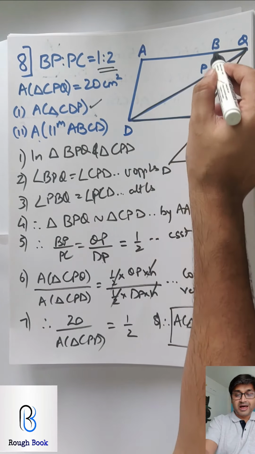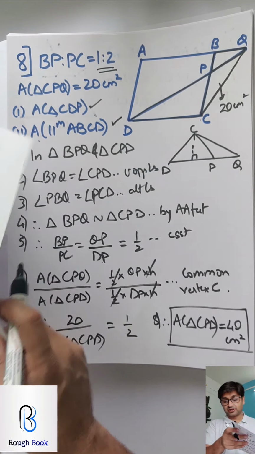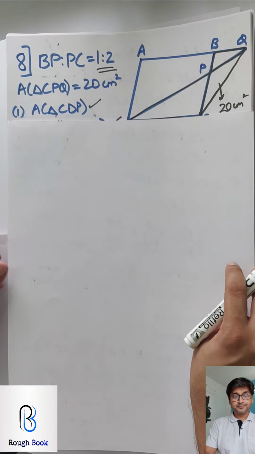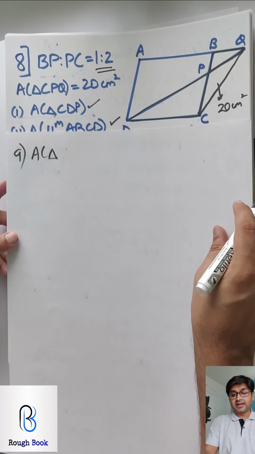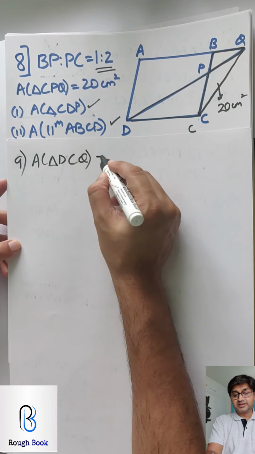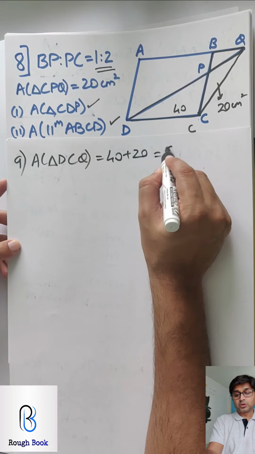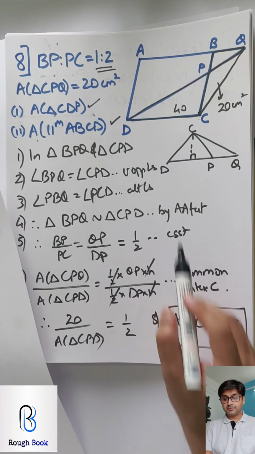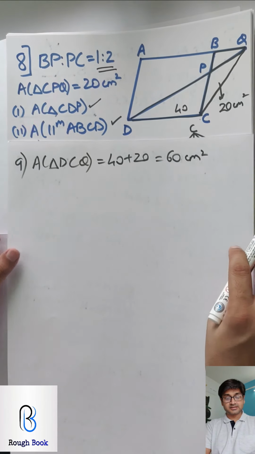Finally, area of parallelogram ABCD. This is even more brilliant, so pay attention to this carefully now. Don't go away, you won't get it on your own, so wait and come back and listen. So step 9, therefore area of triangle DCQ will be this 40 plus this 20. So total becomes 60. How did we get this 40? From here, CPD was 40. So we added the two and got the full triangle as 60.